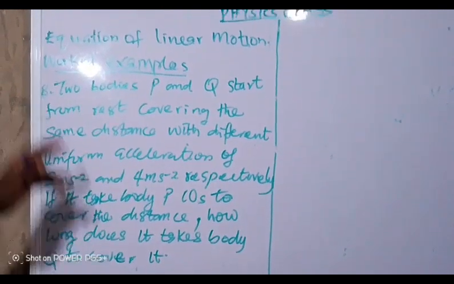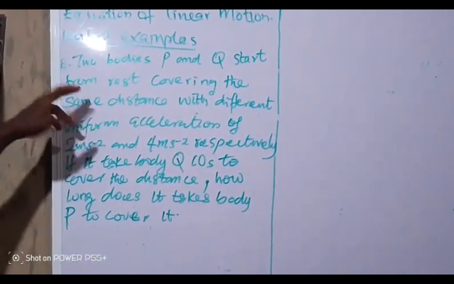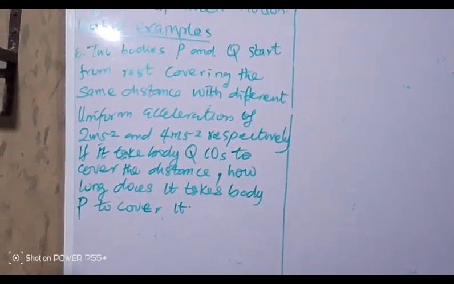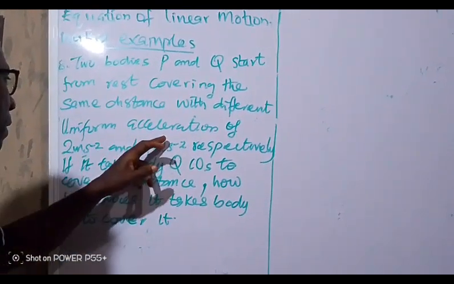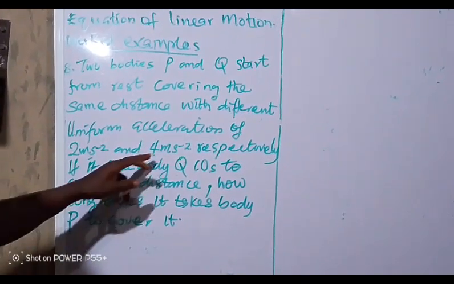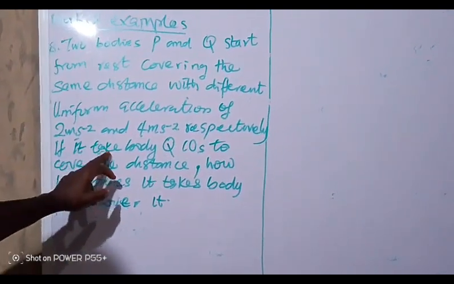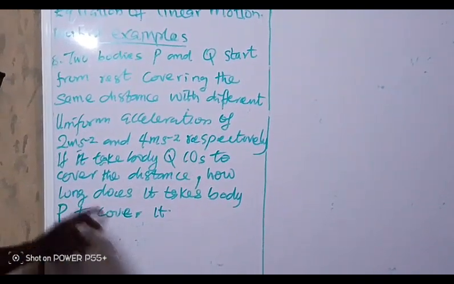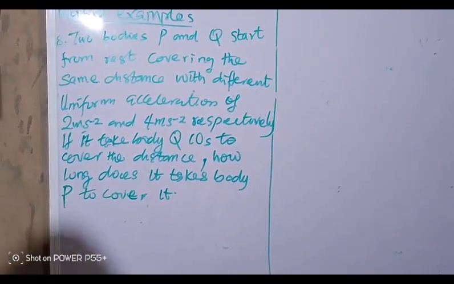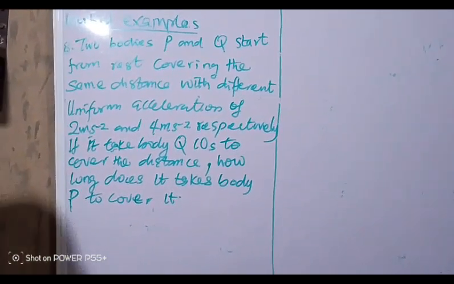Now, let's take this one as example 8. The question reads: two bodies P and Q start from rest, covering the same distance with different uniform accelerations of 2 meters per second square and 4 meters per second square respectively. If it takes body Q 10 seconds to cover the distance, how long does it take body P to cover the same distance? So let's solve this one.